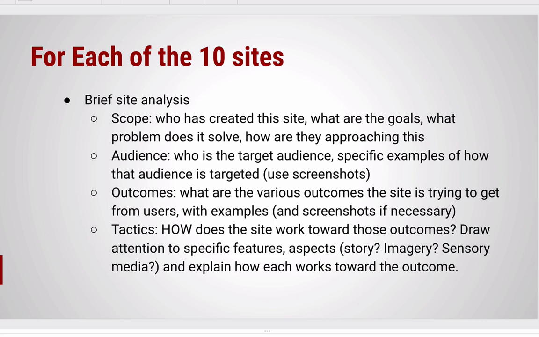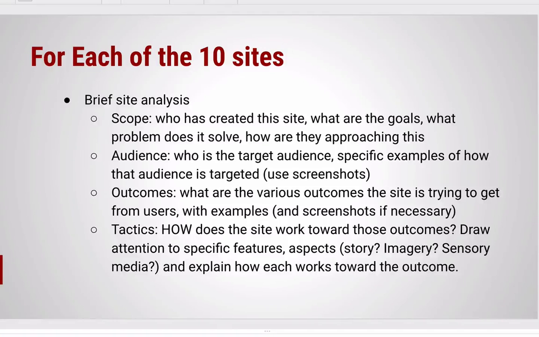If you look at the assignment sheet for this week, what you're doing is selecting 10 sites that are similar to the kind of thing you want to make that you wrote about in your project proposal. For each one, you're going to provide a brief site analysis, explaining the scope, audience, outcomes, and tactics of each of those websites.